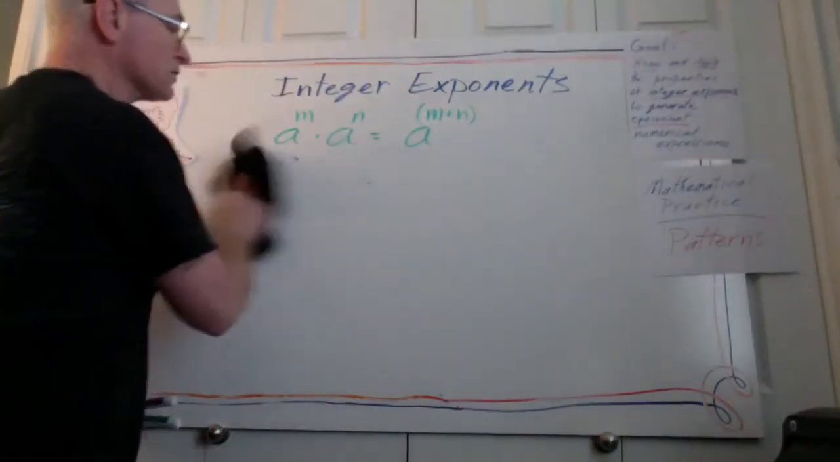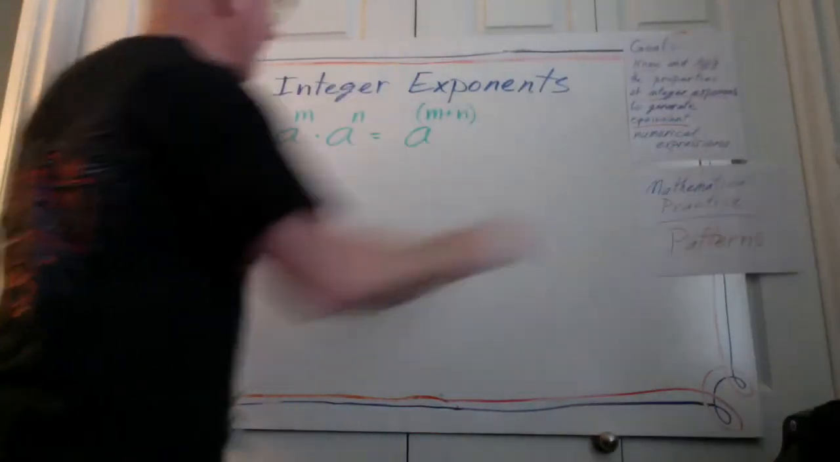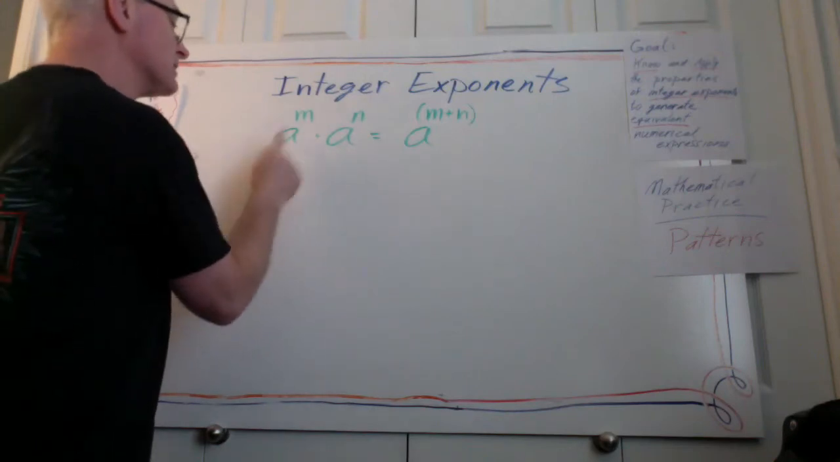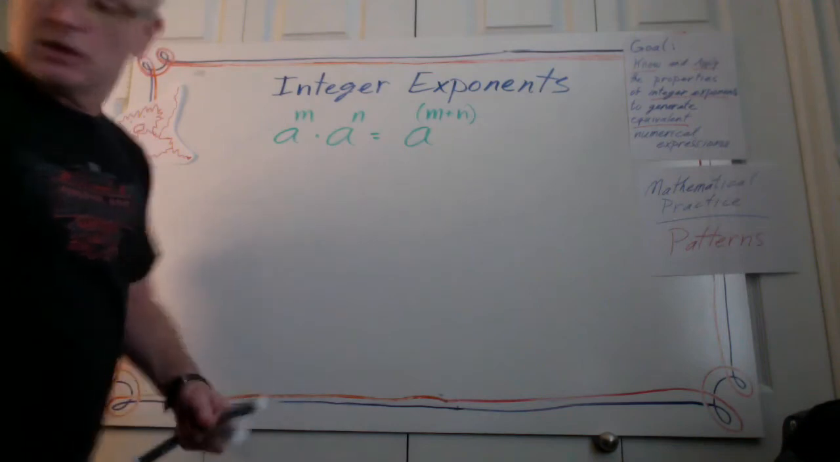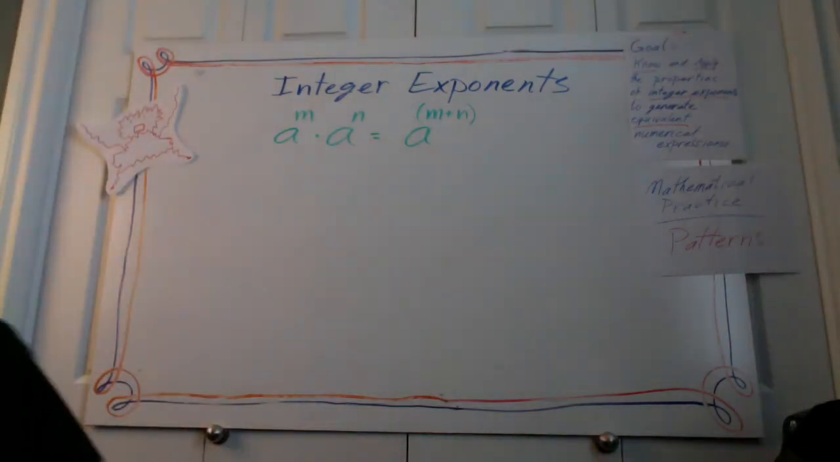So here's my first rule. If I have things that are multiplied by each other and they're the same base, all I have to do is add my exponents. And that was easy. So how about my next idea?